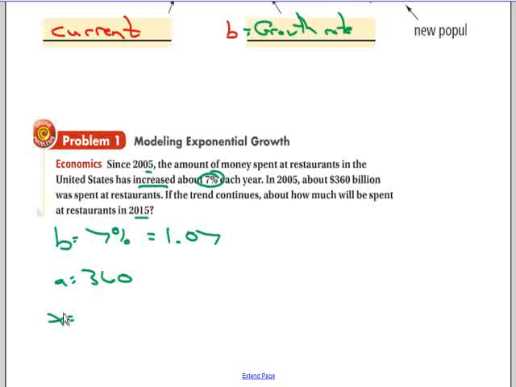So x, the number of years, is going to be 10. A is 360. We'll give our answer in billions. That way we don't have to use huge equations. So we have y equals 360 times 1.07 to the 10th power.